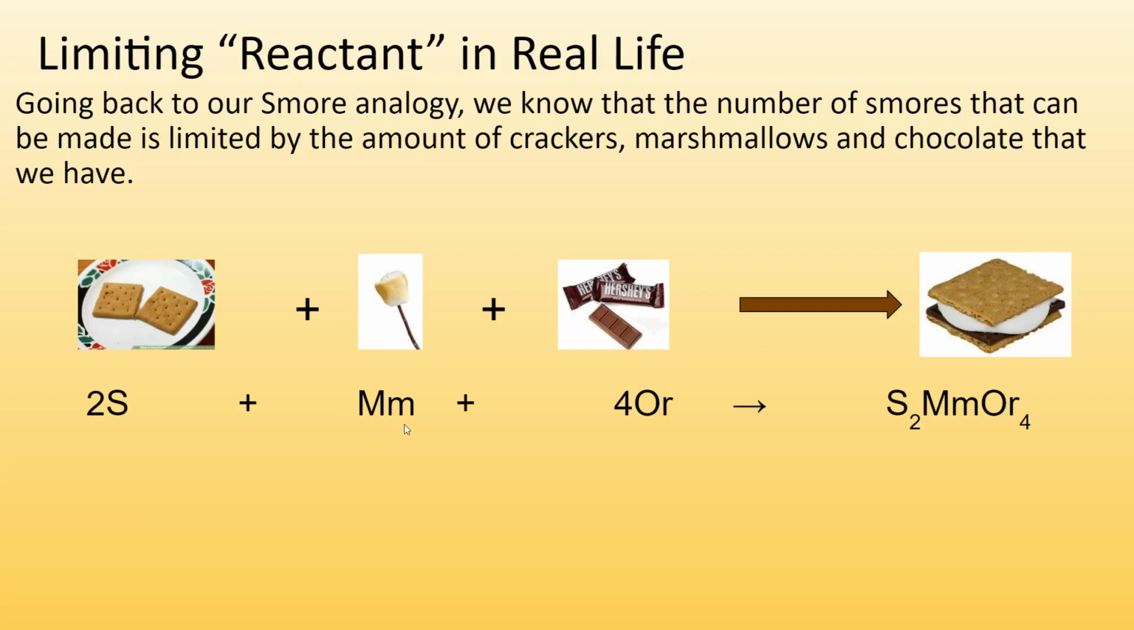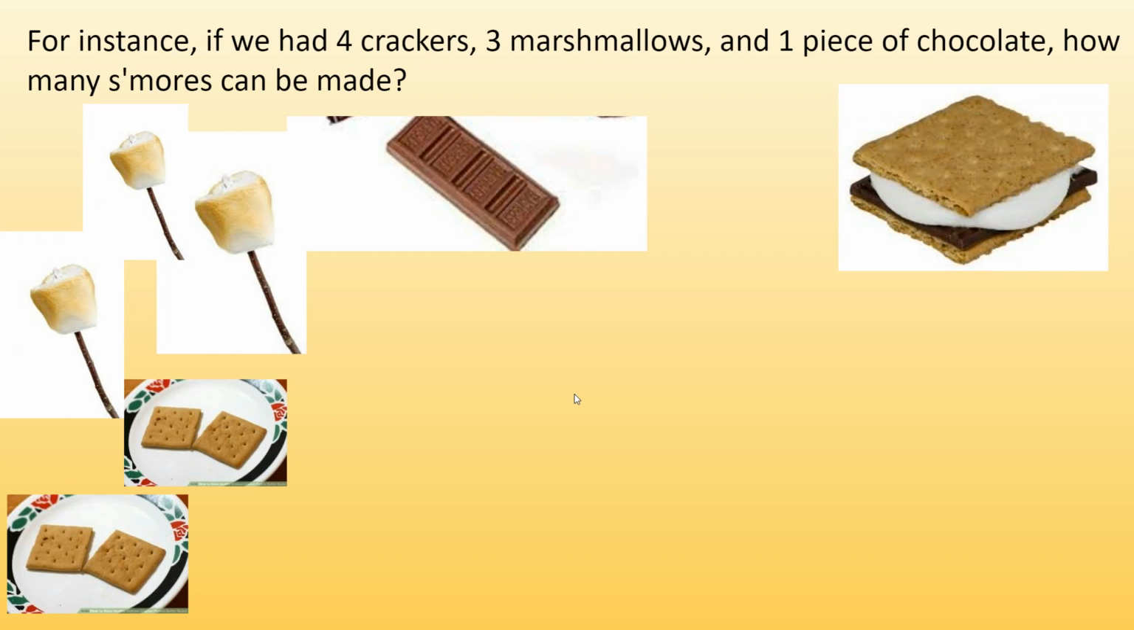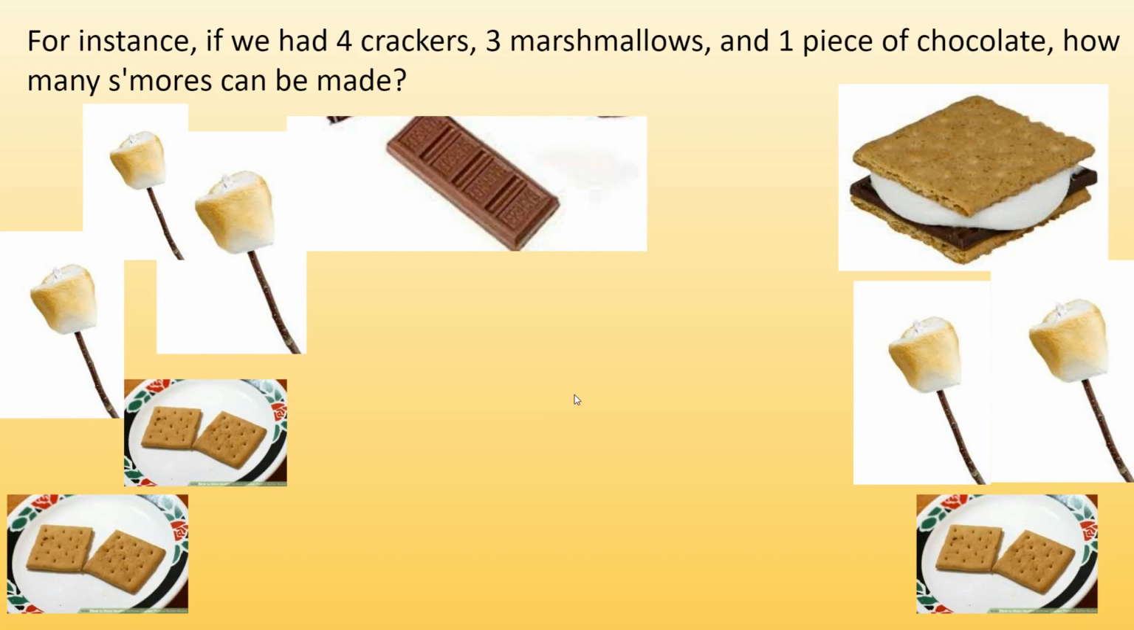We need 2 graham crackers to every 1 marshmallow to every 4 squares of chocolate in order to produce 1 s'more. So if I gave you 4 graham crackers and 3 marshmallows and only 4 squares of chocolate, or 1 piece of chocolate, how many s'mores can I make? Well, because that chocolate is going to run out first, and I need 4 squares on every s'more, I can only make 1 s'more. I'm going to have excess of our marshmallow and another pair of graham crackers.